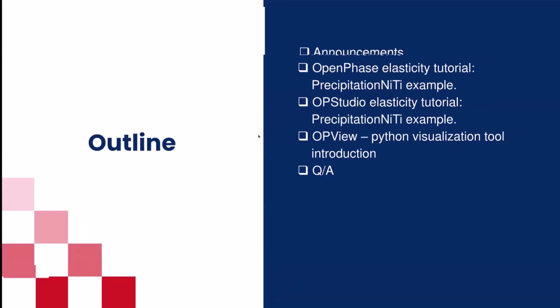So let me start with a brief description of what's waiting for us today. I'll start with a few announcements. Then I'll switch to the OpenPhase tutorial on elasticity coupling, which will be presented on the example supplied with the academic version of OpenPhase, called Precipitation nickel titanium. It's located in the example folder, and I'll show where it is.